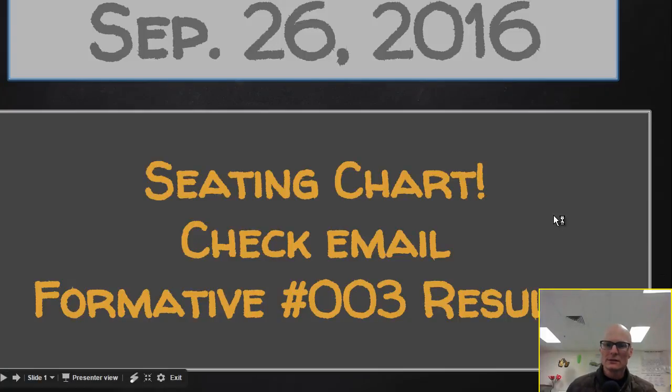Monday, September 26, 2016. We have a seating chart for you. Make sure once you find your new seat, you check your email. You should have your formative number 3 results. Take a look at those. Doesn't hurt to review those and assure you're getting the right answers. The answer keys included.